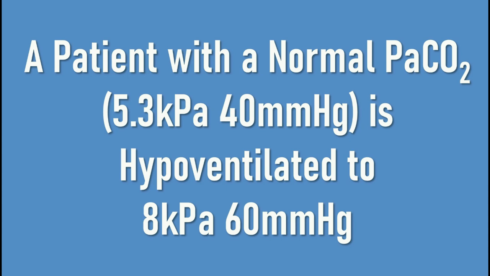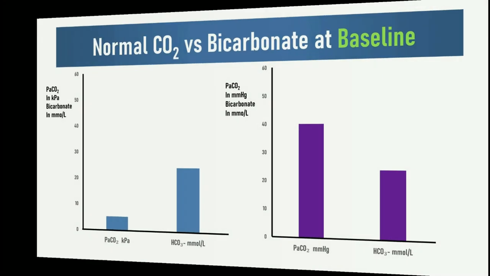So we start off with a patient with a normal partial pressure of CO2 in their blood of 5.3 kilopascals, or 40 millimeters of mercury. And then we're going to hypoventilate that patient to 8 kilopascals, or 60 millimeters of mercury, and keep the CO2 at that level.